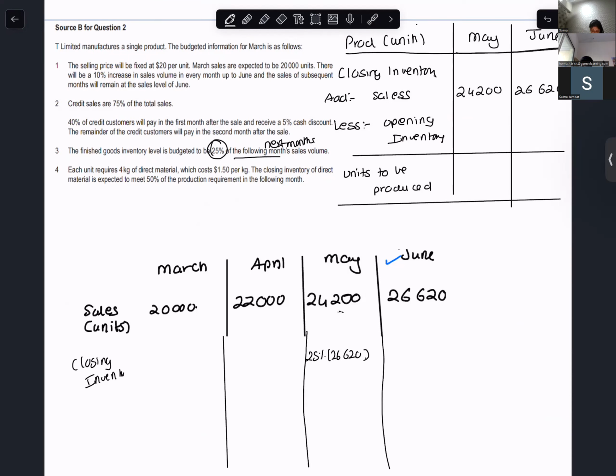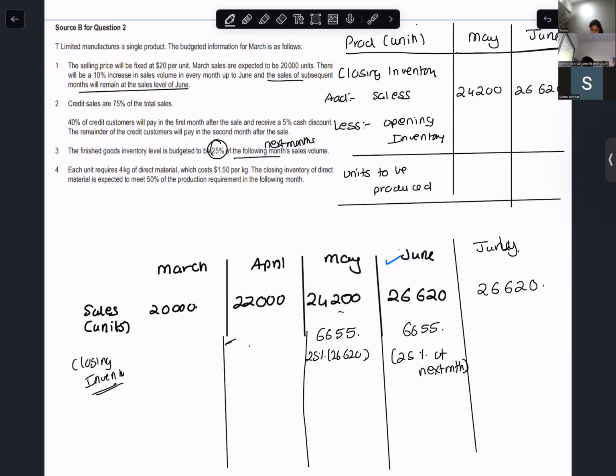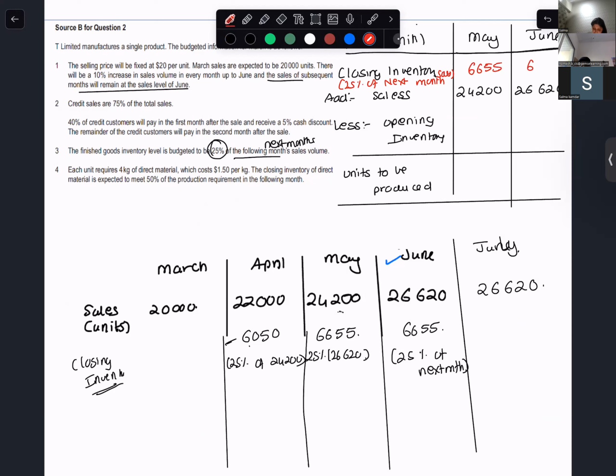And how about the closing inventory of April? Closing inventory of April would be 25% of 24,200. So it will become how much? 6050. So the closing inventory is 25% of next month's sales. So for May it is 6655 and for June also it is 6655.